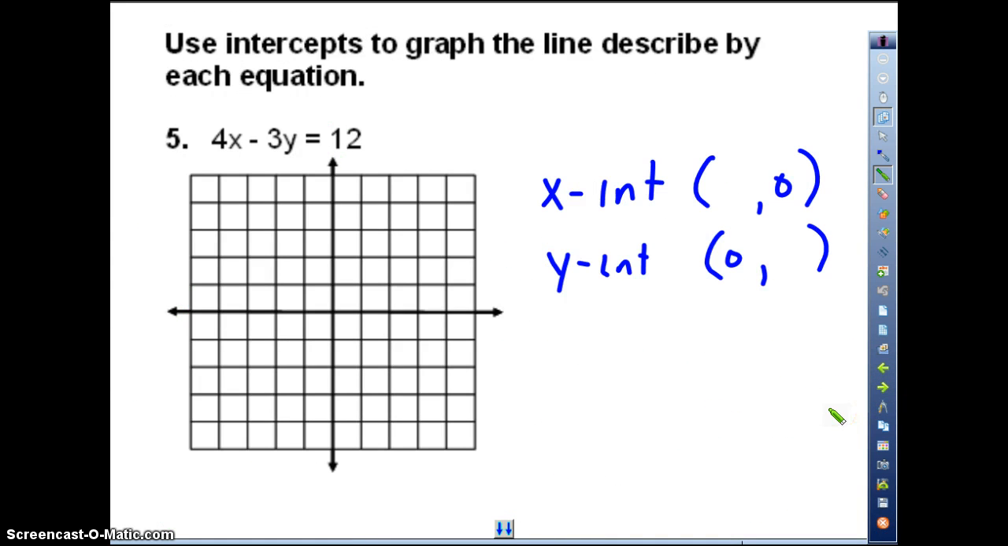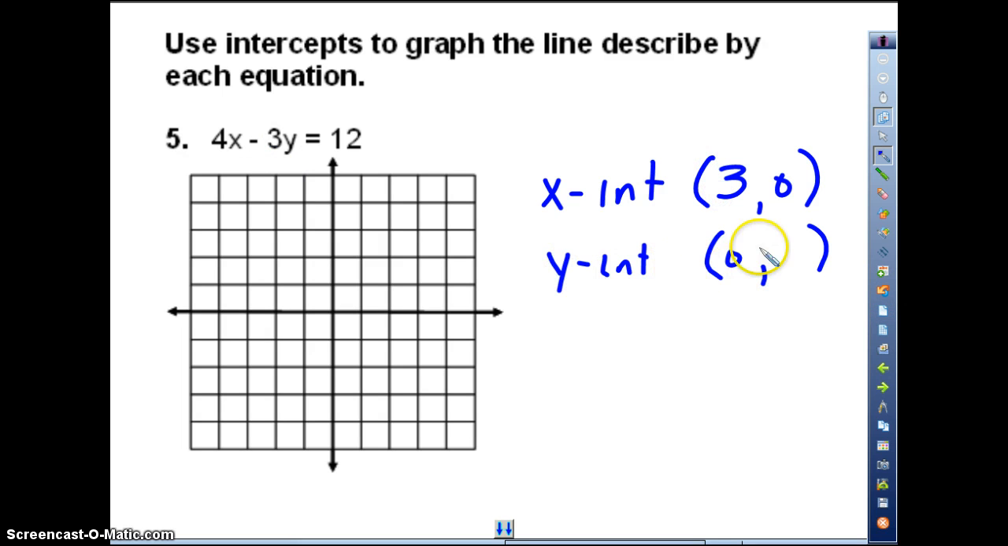Here is number 5. Use the intercepts to graph the line described by each equation. If we're going to use intercepts to graph, our equation has to be in what form? Yes, I heard somebody say standard form. Is our equation in standard form? Yeah. What's always true? My x-intercept? Y is 0. If my y is 0 and I cover that up, what's my x-intercept? Hold up. 4 times what gives you 12? 3. 3, yep, so that's 3.